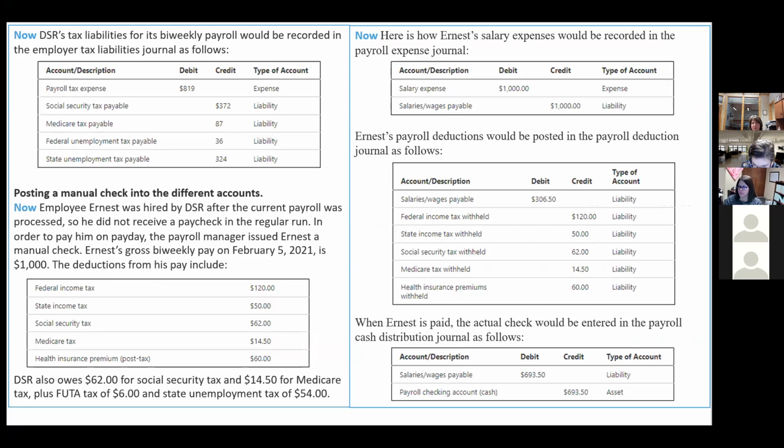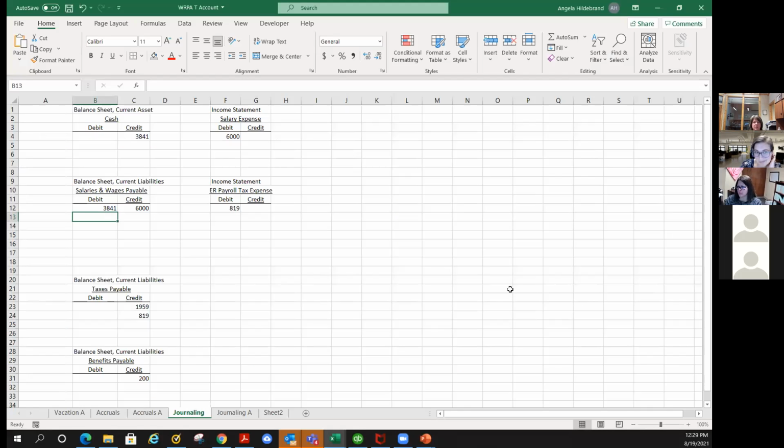Whenever I move my arrow on my PowerPoint, it gets rid of my Excel spreadsheet. So the liability for the biweekly payroll would be recorded, and we did that. Employee Ernest was hired for the current payroll, and he missed processing his payroll check. So that would need to be recorded.